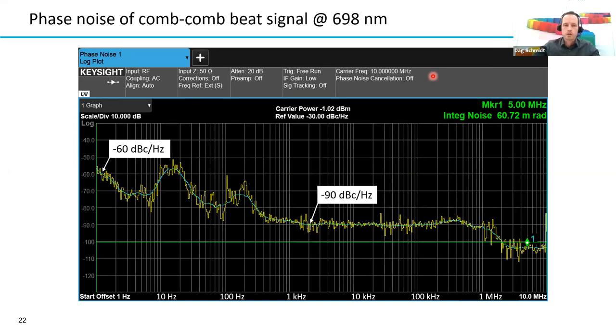And this is exactly what is measured here on the x-axis. It says start offset of 1 hertz. This is the green line here. Then it's 10, 100. It's a logarithmic scale. It goes up to 10 megahertz offset. And offset means frequency offset relative to the carrier.